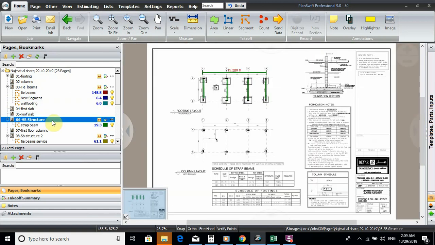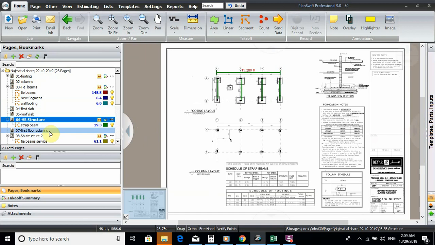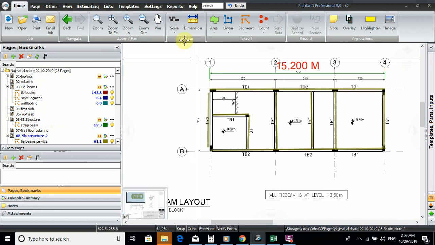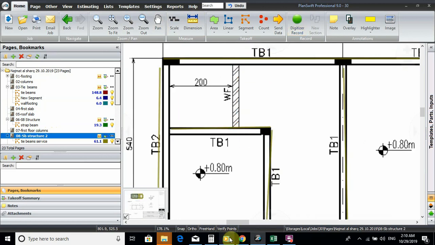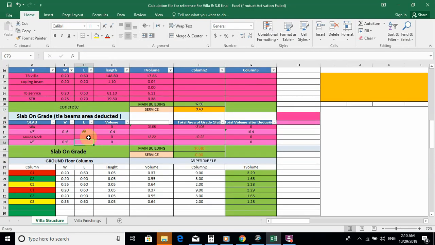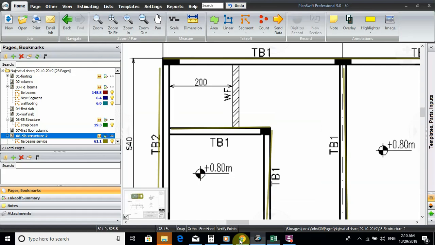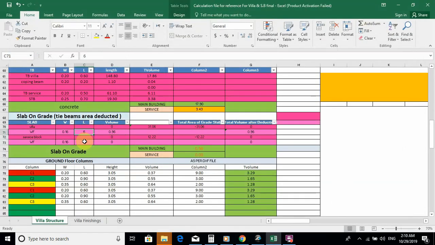Let's go to the service block wall footing. Only this. WF around 2. It's 2. No, your length is like 6. Make this. Take care while you are doing your job, and there is no coping beam that's deducted from the wall. This wall footing will be 6, and this is 2, for the service block.